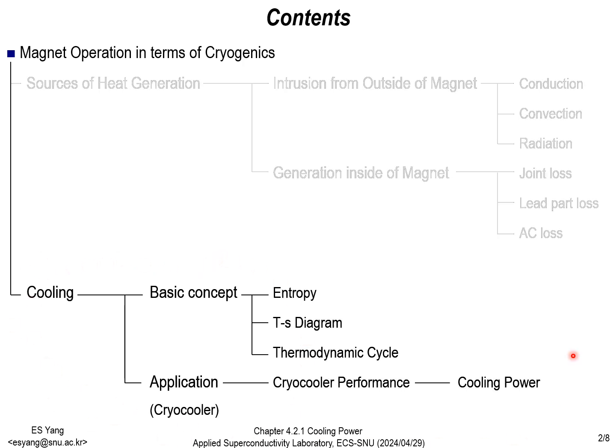You can refer to chapters 4.3.1 to 4.3.7 for various thermal sources. Basic concepts regarding cooling include entropy, TS diagram, and thermodynamic cycle. Then, we will move on to discussing cryocoolers.